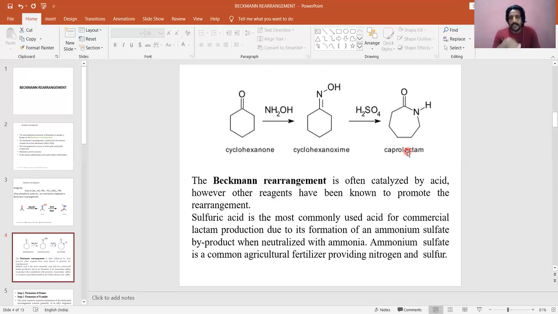So what we understood here is that the Beckmann rearrangement is applicable to acyclic ketones and cyclic ketones, and in both cases the reaction mechanism is the same. So let us see the mechanism of the reaction.